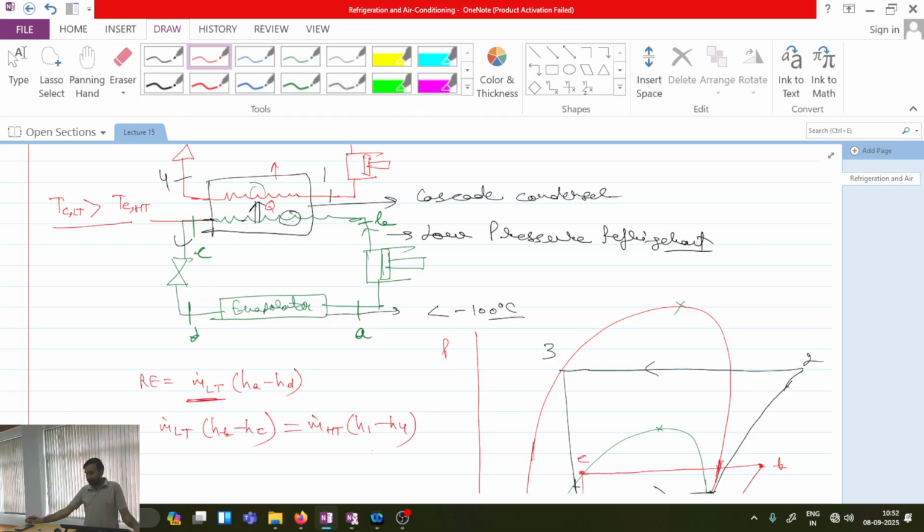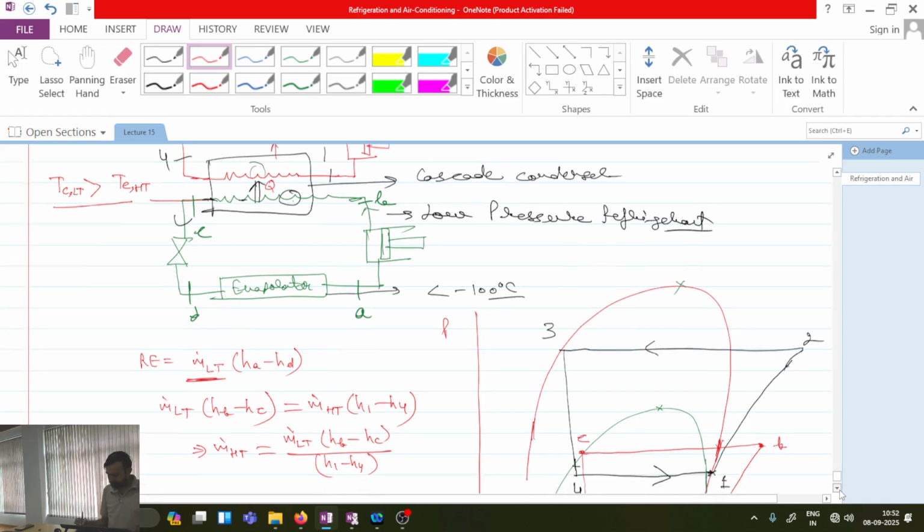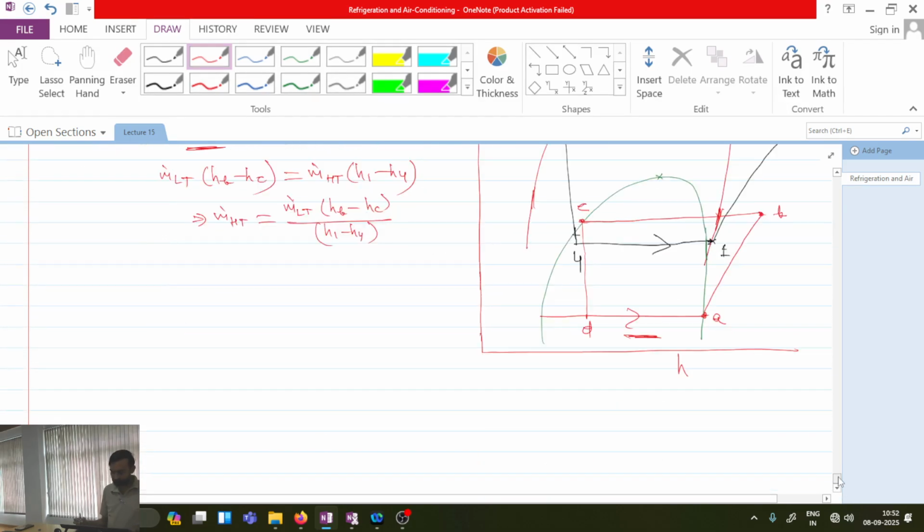All are clear? So from here I can simply calculate m dot HT equal to m dot LT into HB minus HC divided by H1 minus H4. Is this clear? What will be COP?